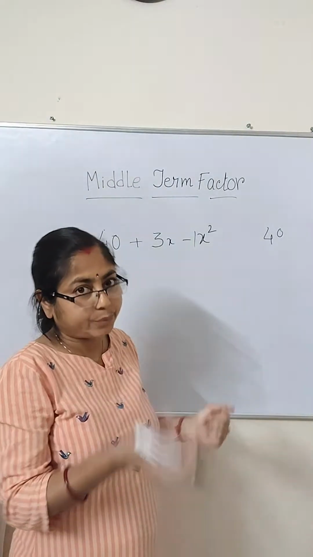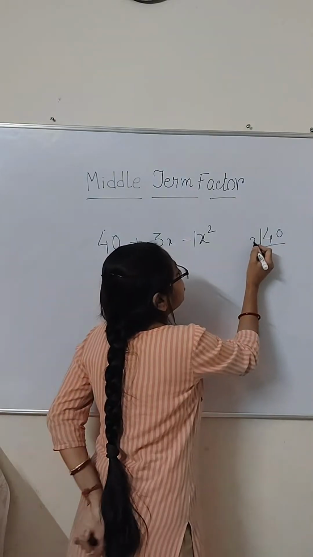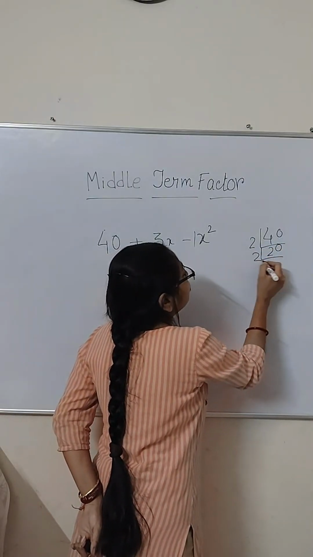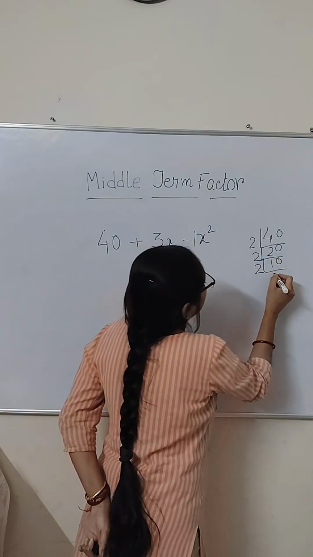Now the same process repeats. You use the prime factorization method. 2, 20, 2, 10, 2.